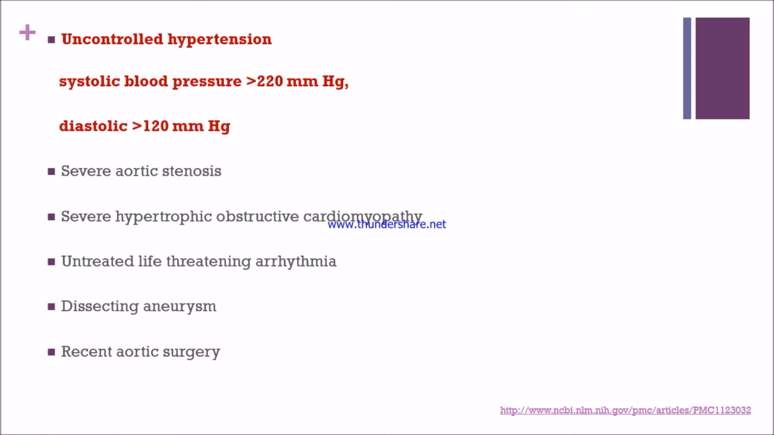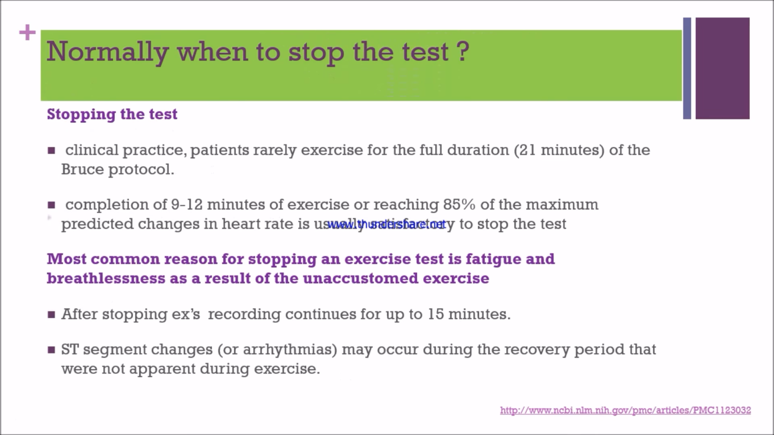Continuing with contraindications, uncontrolled hypertension, with systolic blood pressure greater than 220 mmHg or diastolic greater than 120 mmHg, means we cannot go for the exercise. We need to stop the exercise. It is a contraindication for the patient. Aortic stenosis, hypertrophic obstructive cardiomyopathy, untreated life-threatening arrhythmia, aortic dissecting aneurysm, and recent aortic surgery are all contraindications for exercise stress testing.